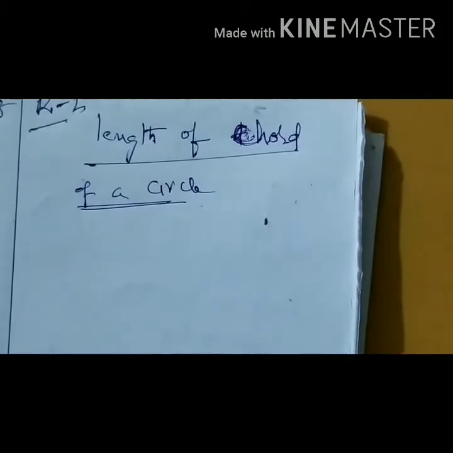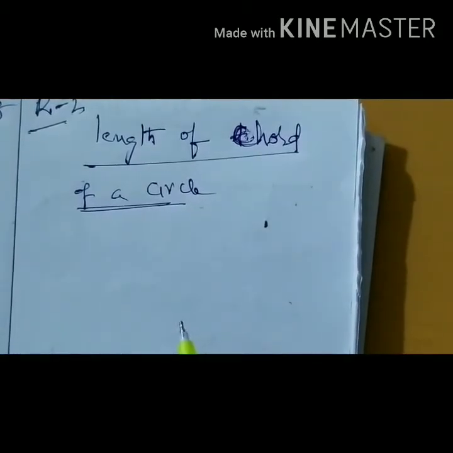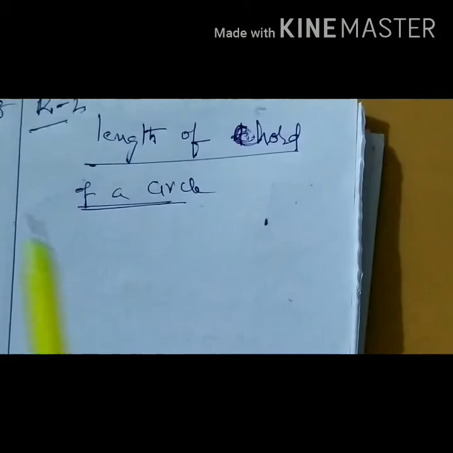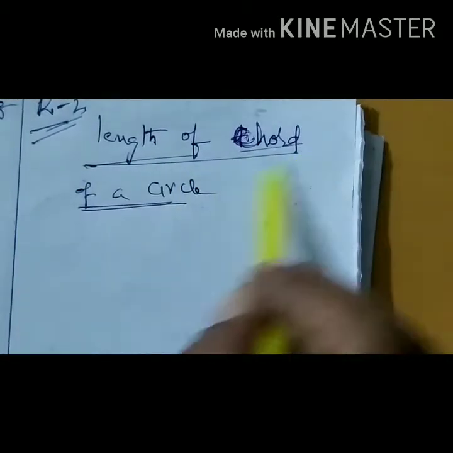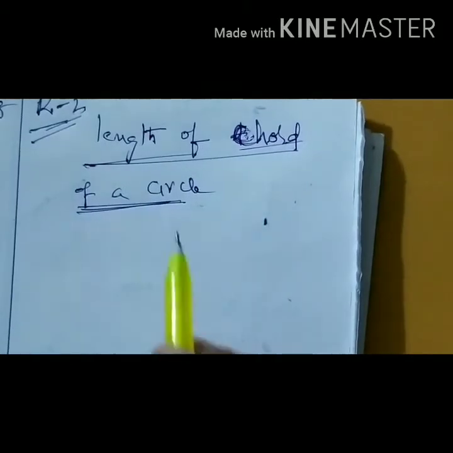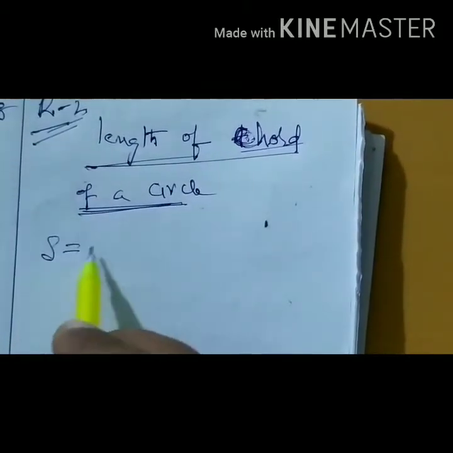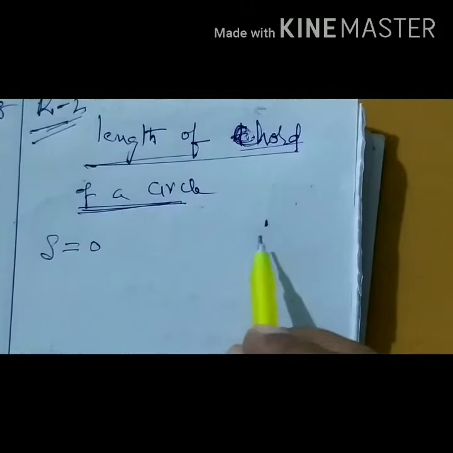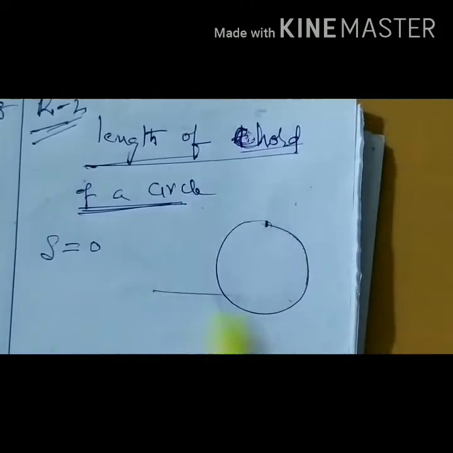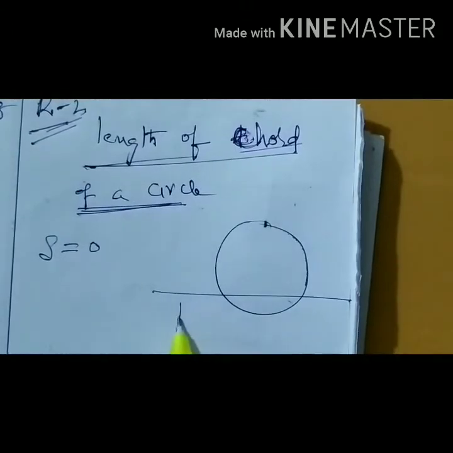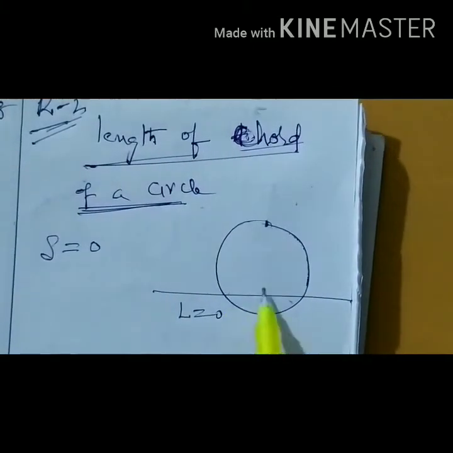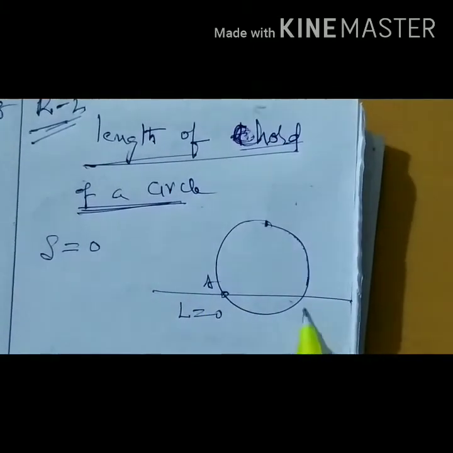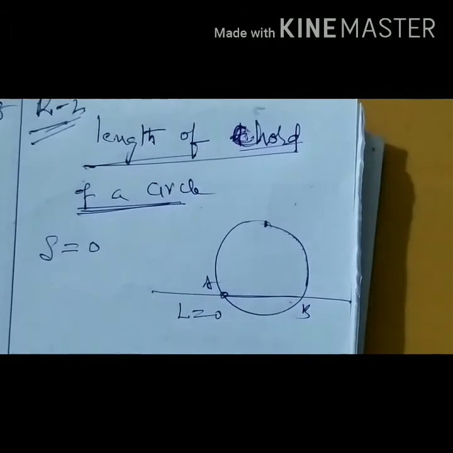Hello students. Today, as a part of geometrical results, let us find out the second result. That is the length of the chord of a circle. Chord length. Suppose S is equal to 0 is a circle, and there is a line L is equal to 0 which is a secant. Means it is intersecting the circle at two distinct points A and B. Then AB will be a chord of the circle.